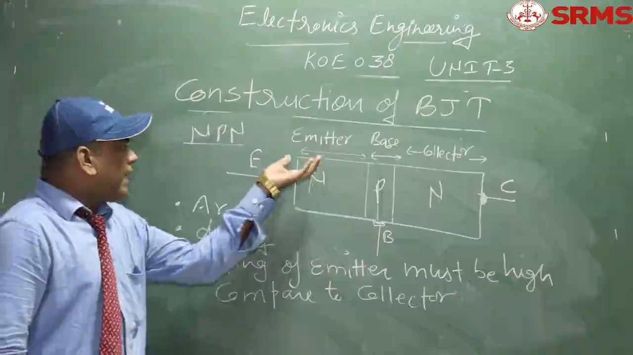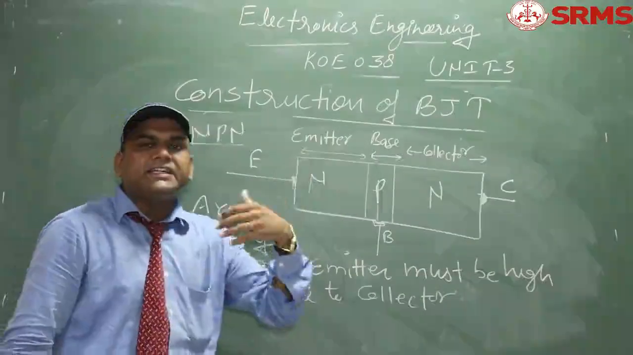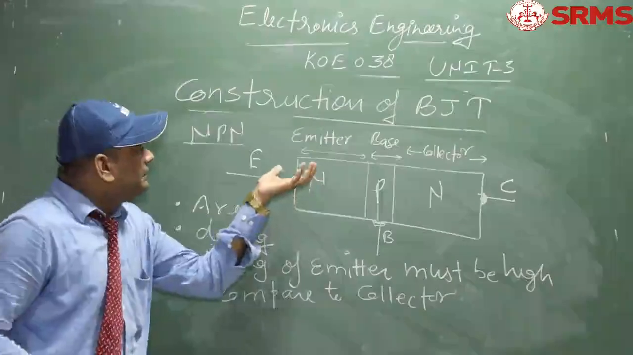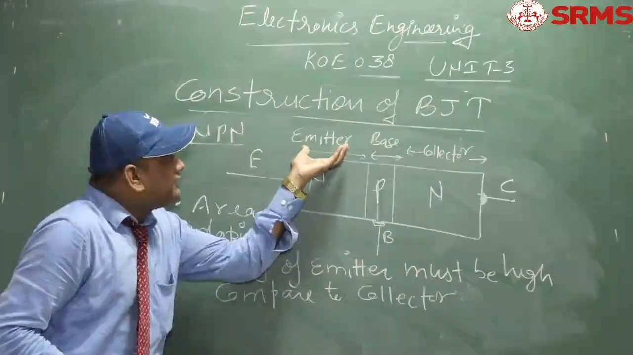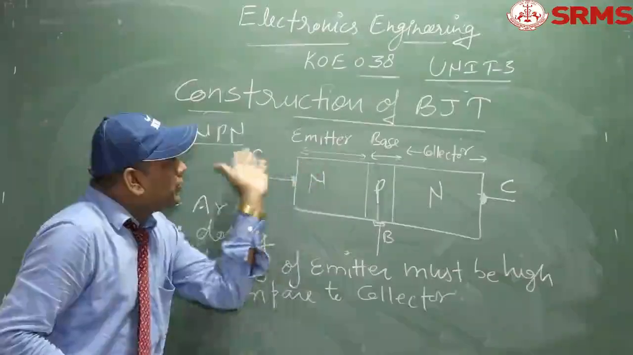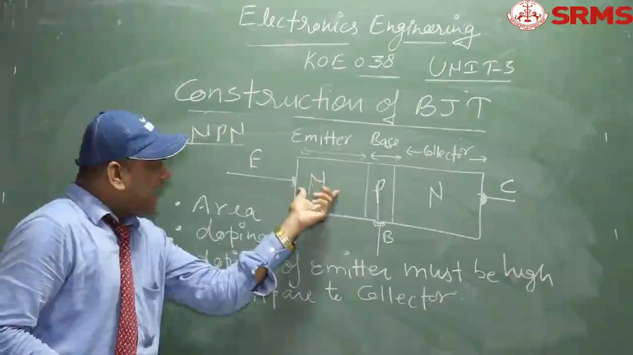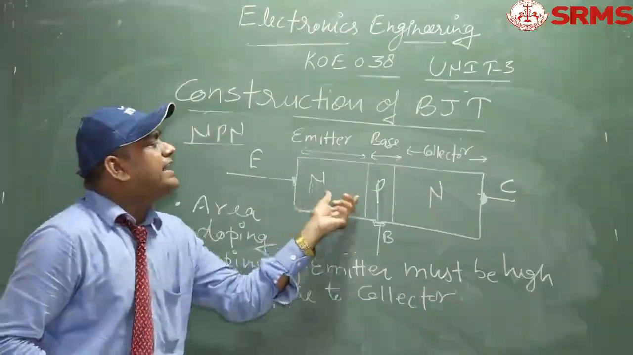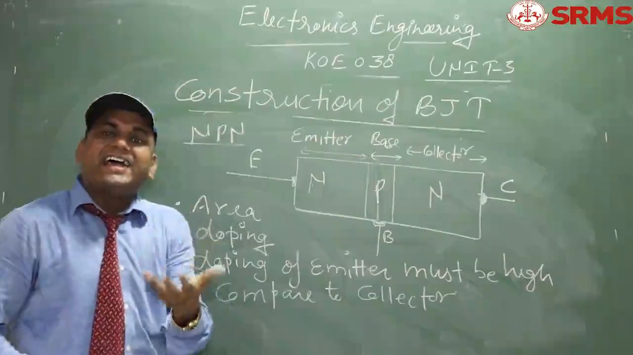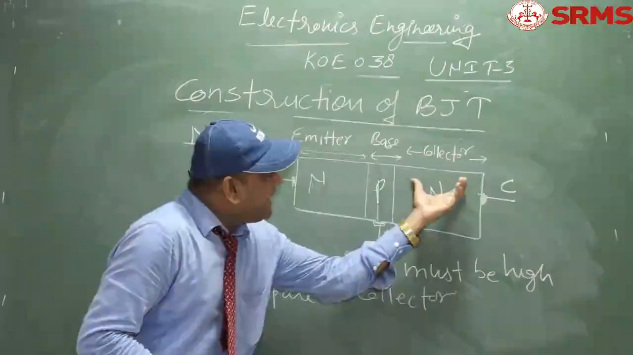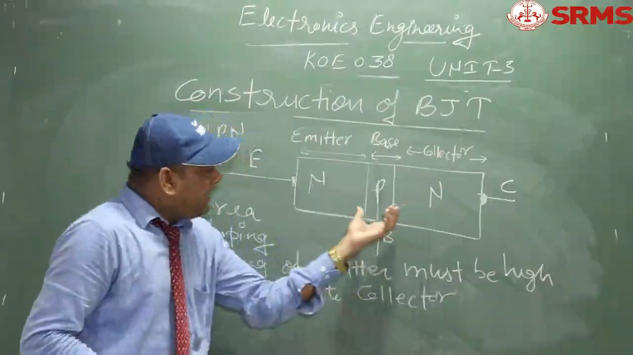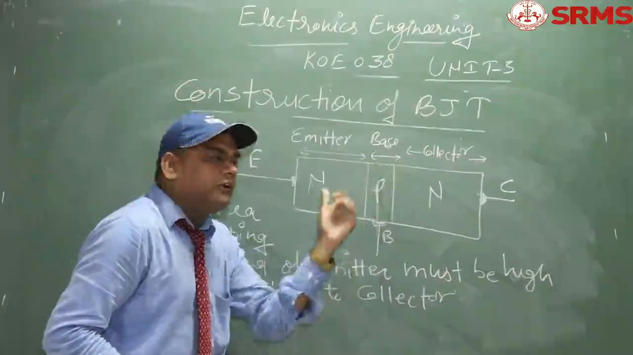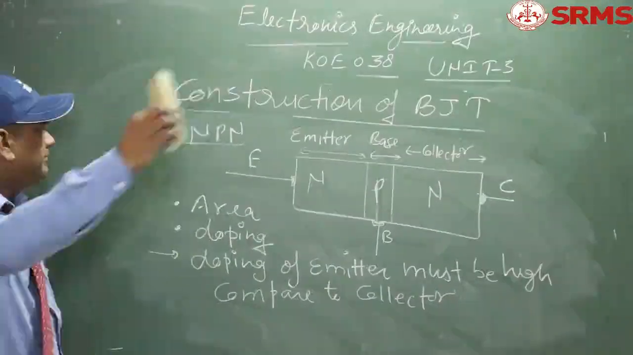Why is it so? Because, as the name implies, the emitter has to emit the charge carriers. I am again repeating, the emitter is basically used to emit the charge carriers. So the charge carriers in this region must be high, so the doping of this region must be high compared to the collector. The collector has to collect the charge carriers, so the area related to the collector must be large. The base region must be thin and lightly doped. Why is it so? We will discuss after some time.